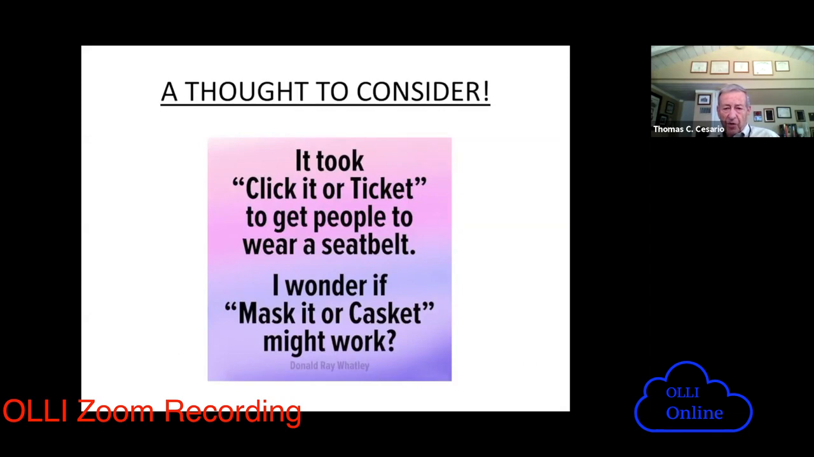So the last thing I want you to consider before we go on to questions is a little axiom that was developed here by Donald Watley that said, if it took click it or ticket to get people to wear a seatbelt, I wonder if mask it or casket will convince them to wear a mask.